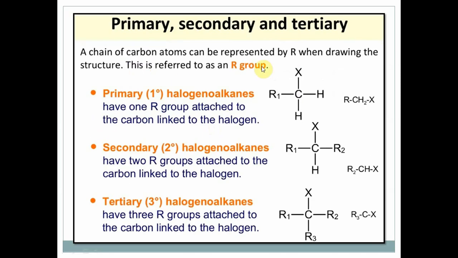Primary, secondary and tertiary alkyl halide compounds. It depends on the carbon: here this carbon is a primary carbon, this carbon is a secondary carbon, and this carbon is a tertiary carbon. According to this, we give the names primary or 1 degree halogenoalkane, secondary or 2 degree halogenoalkane, and tertiary or 3 degree halogenoalkane.